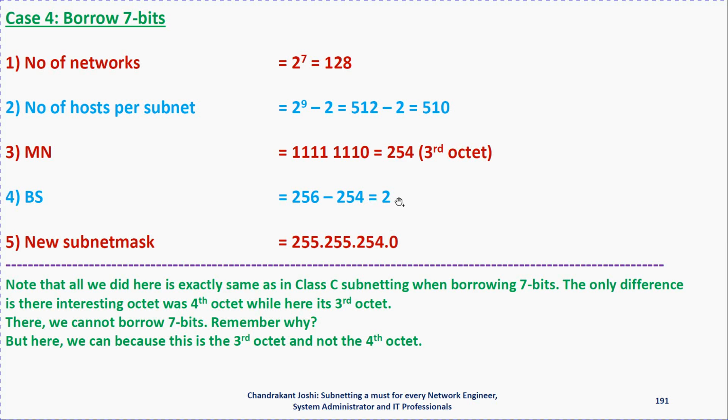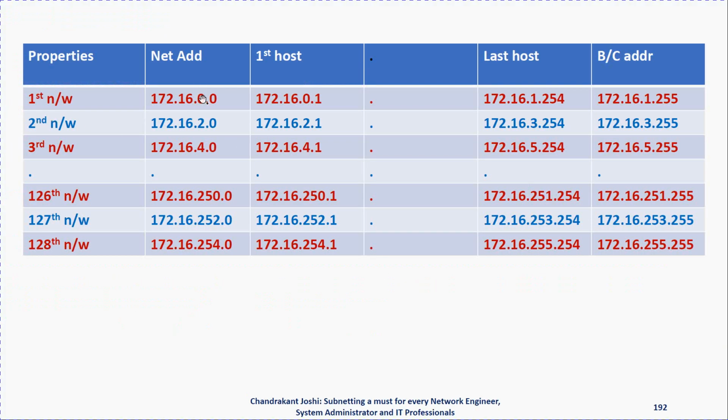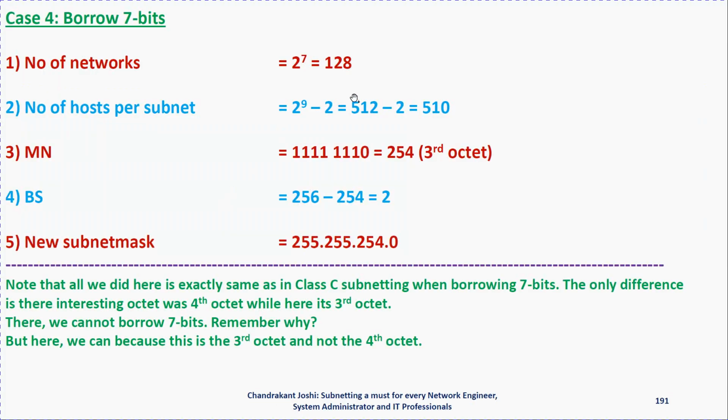Now block size of 2 means the next network will be 2. The first network is 0, the second network is 2, and that is in the third octet. So third network will be 2 plus 2, 4, then 4 plus 2, 6, and so on and so forth. So in the third octet, 0, 2, 4, 6, 8 all the way to 254. So these are how many? 128. So 128 networks. Now 510 hosts per subnet.